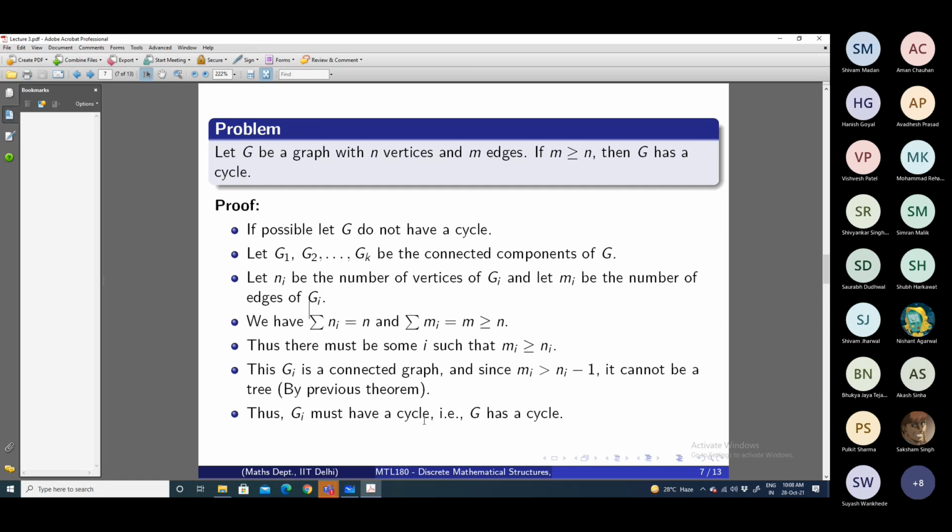So note that all the graph theoretical problems are this type of problems only. So you have to think and you have to write in that way.